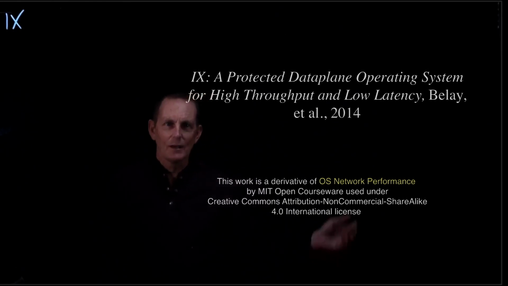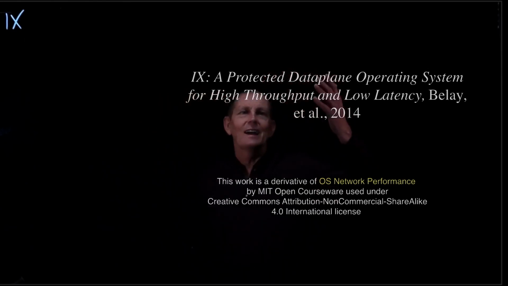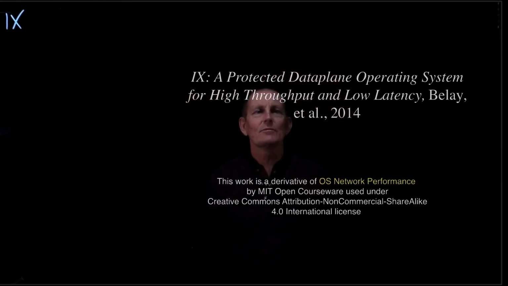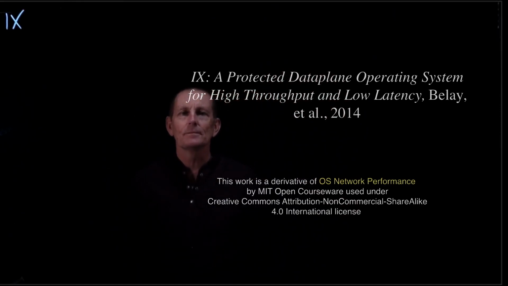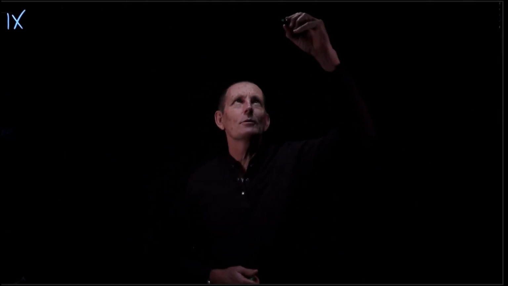In this video, we're going to be talking about a paper, IX, a Protected Data Plane Operating System for High Throughput and Low Latency by Belay from 2014. To begin with, we're going to talk about OS network performance, and then we're going to look at IX as a case study of that network performance. Okay, so let's describe a high-performance network server.